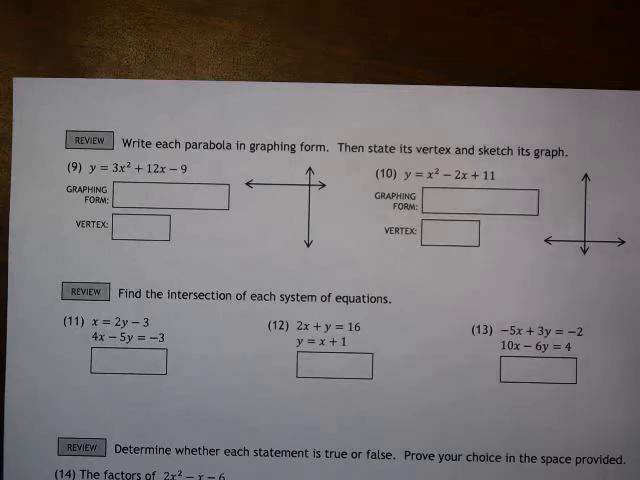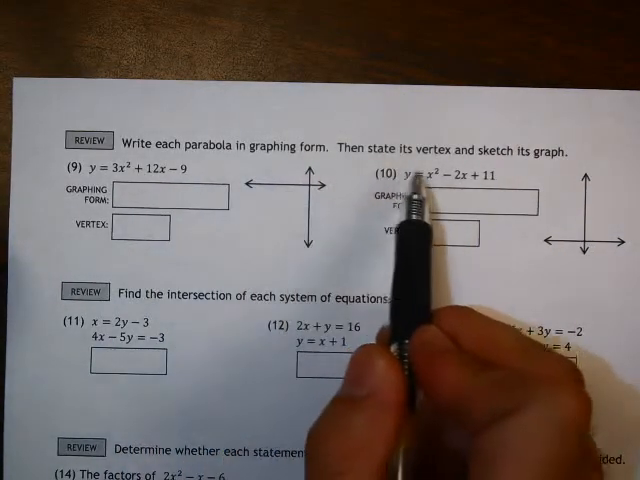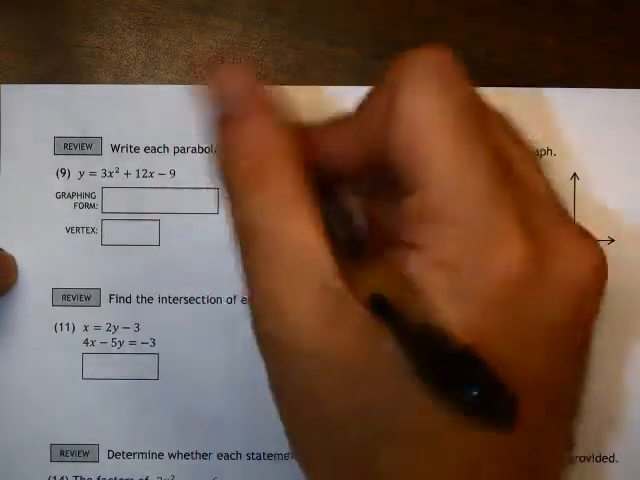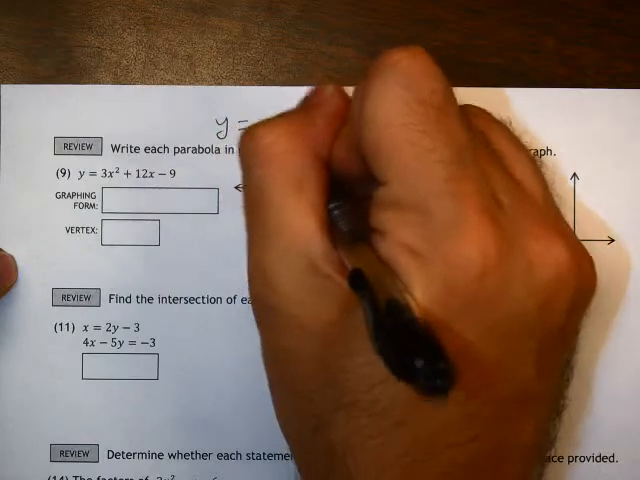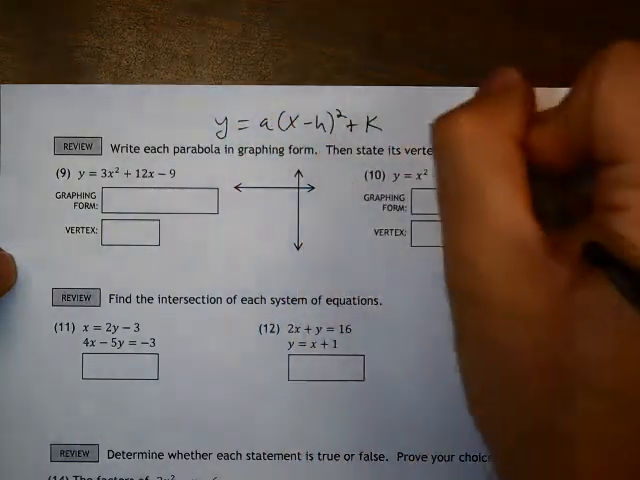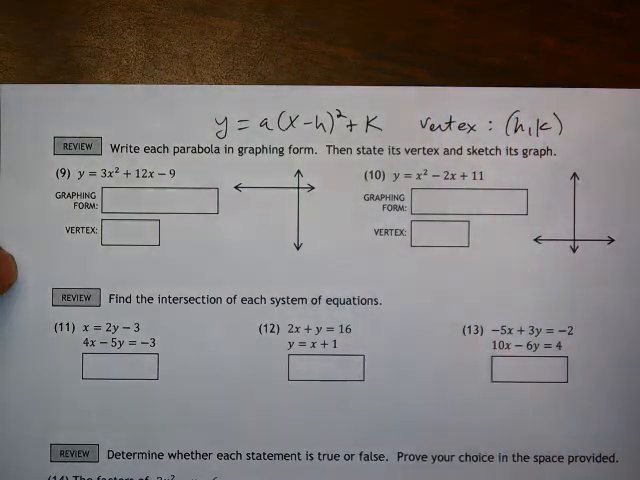This is Algebra 2 Worksheet 9.3a. I'm working on the back, numbers 9 and 10. And the directions say to write each parabola in graphing form, then state the vertex and sketch its graph. Just as a reminder, graphing form is y equals a times (x minus h) squared plus k, where the vertex is the point (h, k).